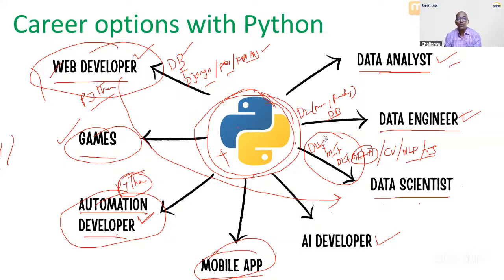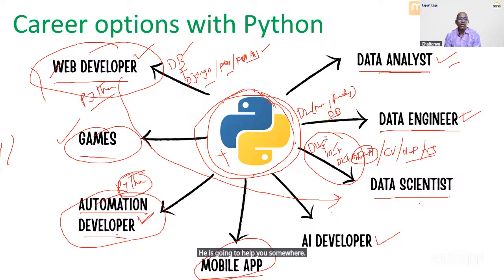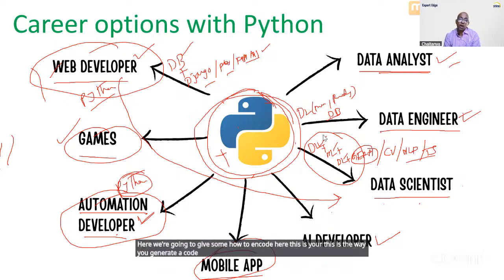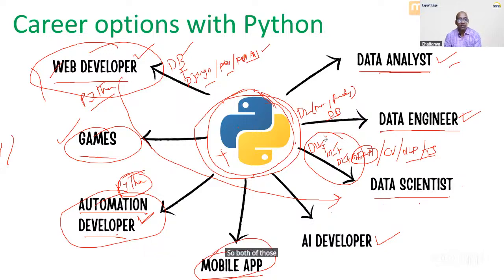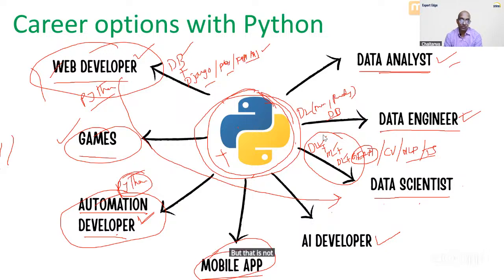AI is not going to do such sophisticated senior brain work. AI is going to help you somewhere. For example, you want to write some code. AI is going to give some outline code: hey, this is the way you need to write the code. If you just copy-paste the code into your project and it works 100%, then you are not required in my company, and I am also not required for my company. Clear? So both of us are not required. The company will build some AI tool, and we are all on the roads. But that is not going to happen in the next 20 years for sure.